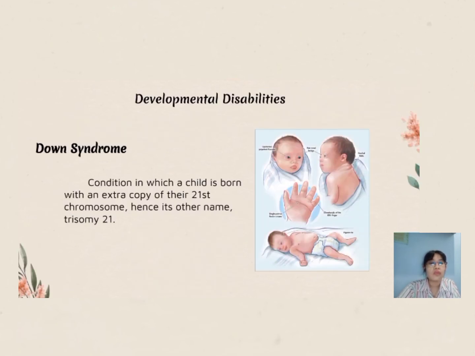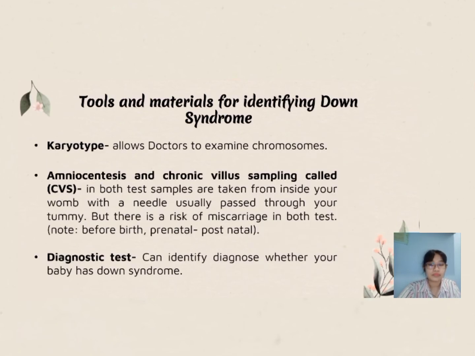Next is the Down syndrome condition, where the child is born with an extra copy of their 21st chromosome. Hence, its other name is trisomy 21. For Down syndrome, we have the karyotype, which allows the doctor to examine the chromosomes. What is a karyotype? A karyotype is a picture of the person's chromosomes. Then we have amniocentesis and chorionic villus sampling, called CVS. In both tests, samples are taken from inside your womb, but a needle usually passes through your tummy.